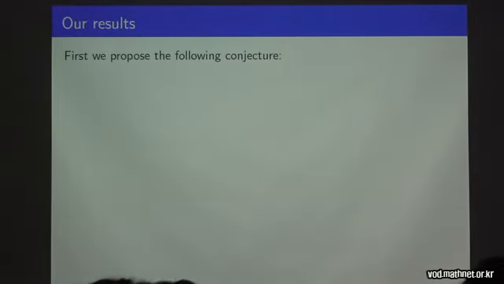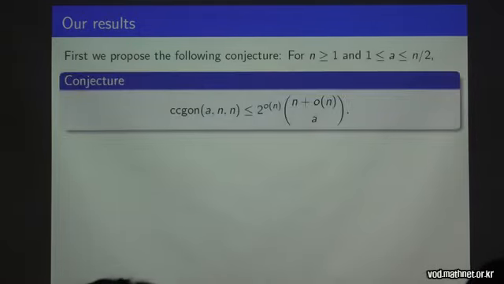So our result is this. First, I thought it was a theorem, but Professor, I'm sorry for this. I just realized yesterday that the proof for this conjecture was wrong. I want to propose the following conjecture that CCgon of a and n has this asymptotic upper bound. We have a tight upper bound like the one found for the general Erdős-Szekeres problem by Suk.